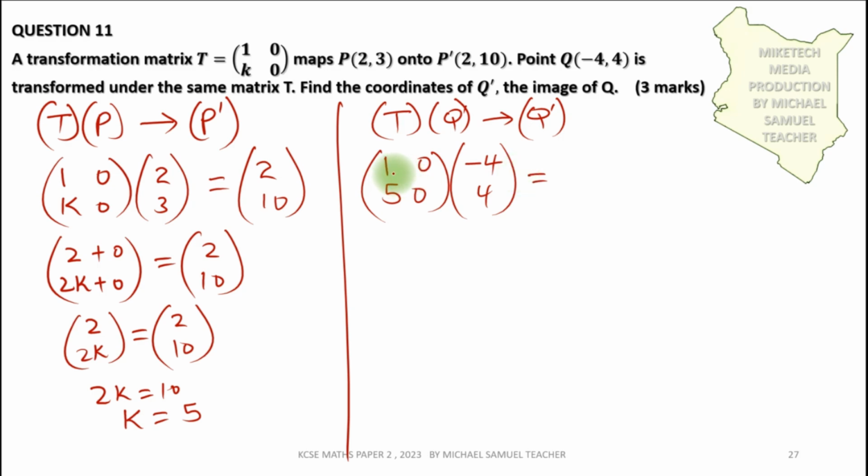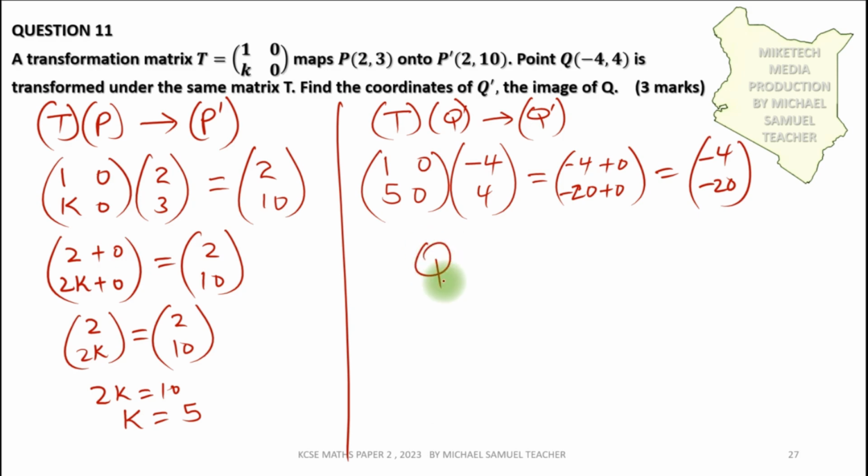So we just multiply: 1 times -4 is -4, plus 0 times 4 plus 0. Then 5 times -4 is -20, plus 0 times 4 plus 0. So this is (-4, -20). Therefore, Q prime, the coordinates, is (-4, -20).